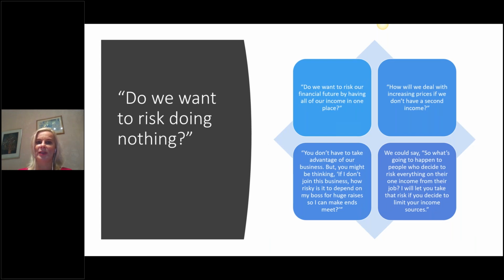Do we want to risk doing nothing? Do we want to risk our financial future by having all of our income in one place? How will we deal with increasing prices if we don't have a second income? You don't have to take advantage of our business, but you might be thinking, if I don't join this business now, how risky is it to depend on my boss for huge raises so I can make ends meet?